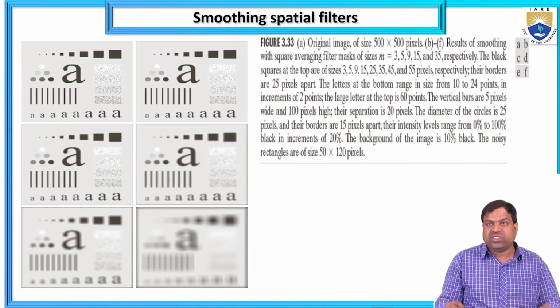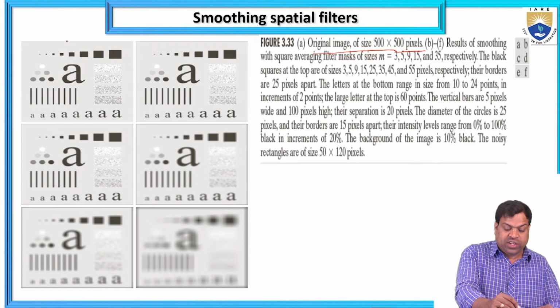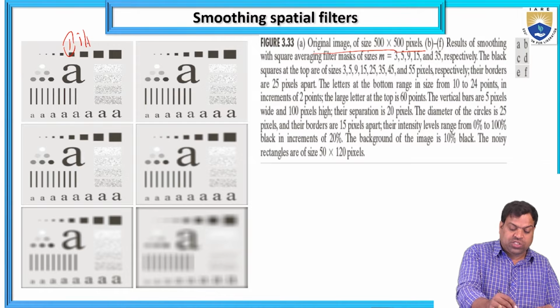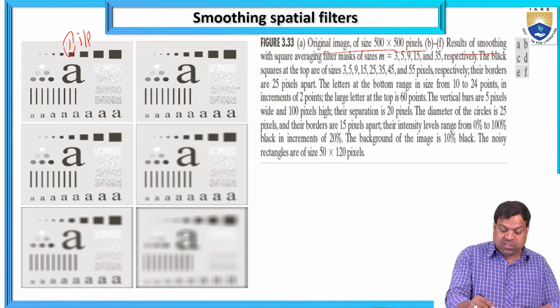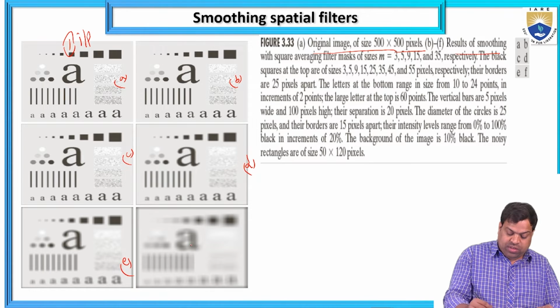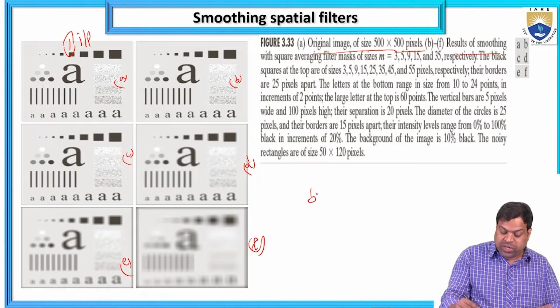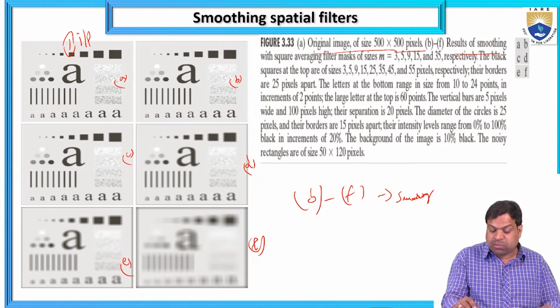Another example, it is an example for a smoothing spatial filter. It is the original image of size 5 by 5. I am taking it as the original image, that is the input image. So B to F are the results of the smoothing filter. So it is the images A, B, C, D, E, F, and images B to F are the smoothed ones. The square averaging filter mask sizes are m equal to 3, 5, 9, 15, 35 respectively.